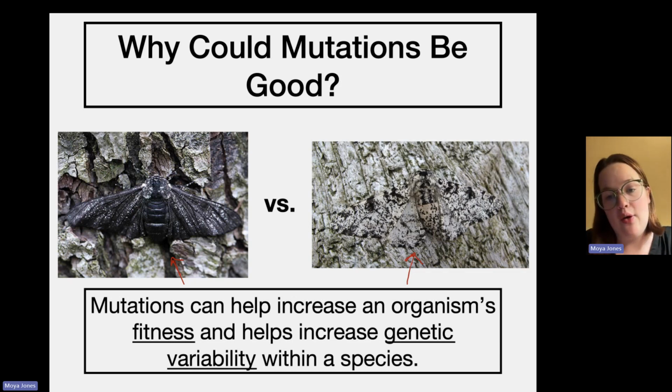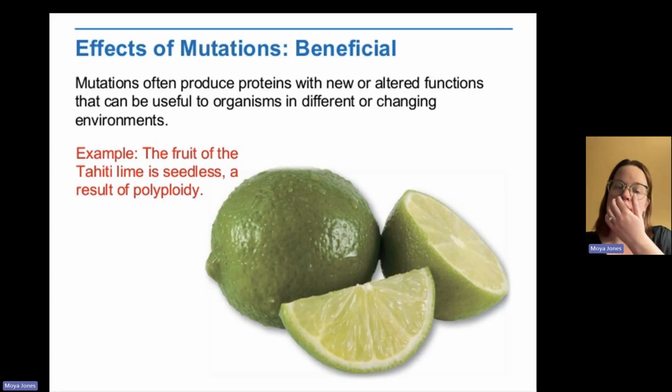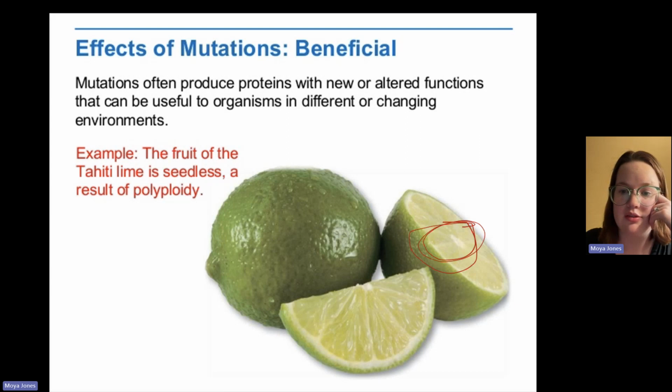Mutations can actually help an organism by increasing their fitness, which is their ability to survive and reproduce, and it can also increase variability within a species. And we know that having as much variation as possible can be helpful to a species. So some mutations are negative, like sickle cell anemia, but some can be positive. For example, we have grown seedless limes. That was a mutation, but we find it helpful because we don't have to deal with seeds in our limes anymore.